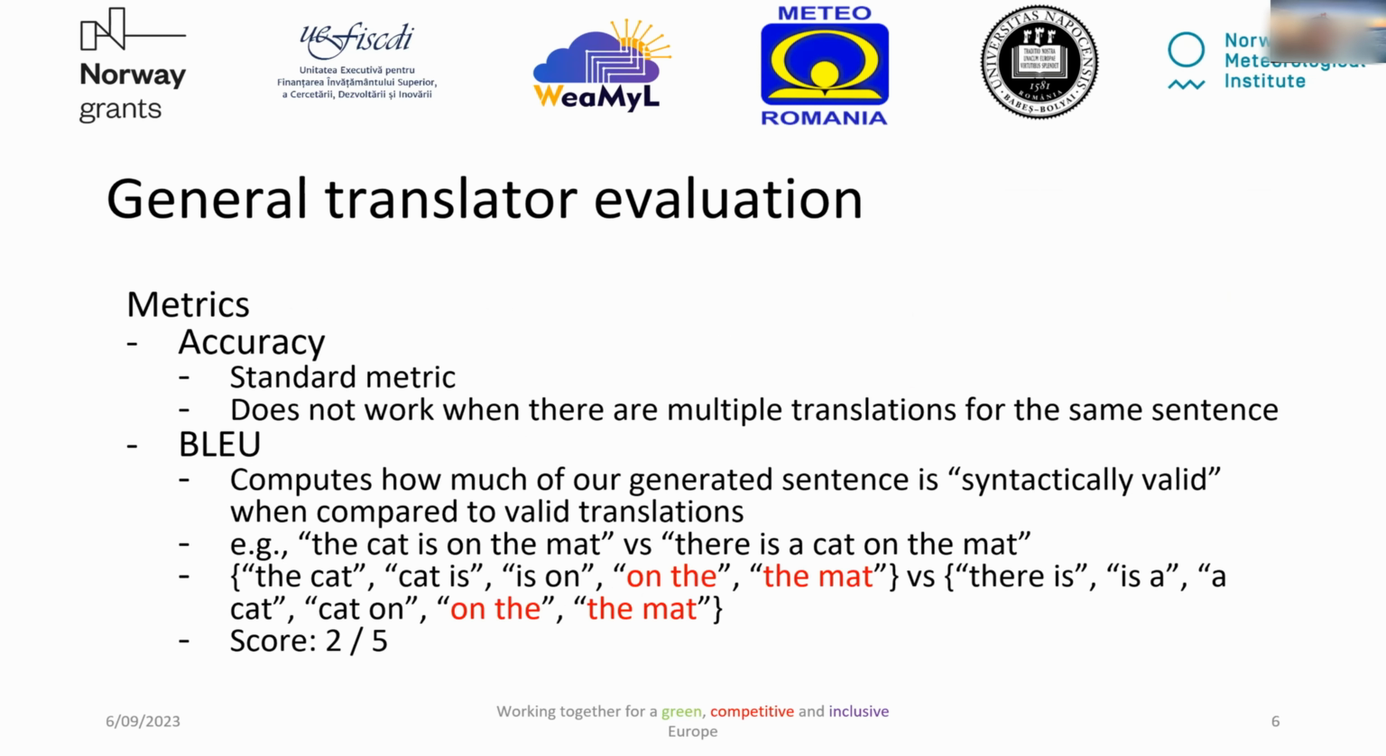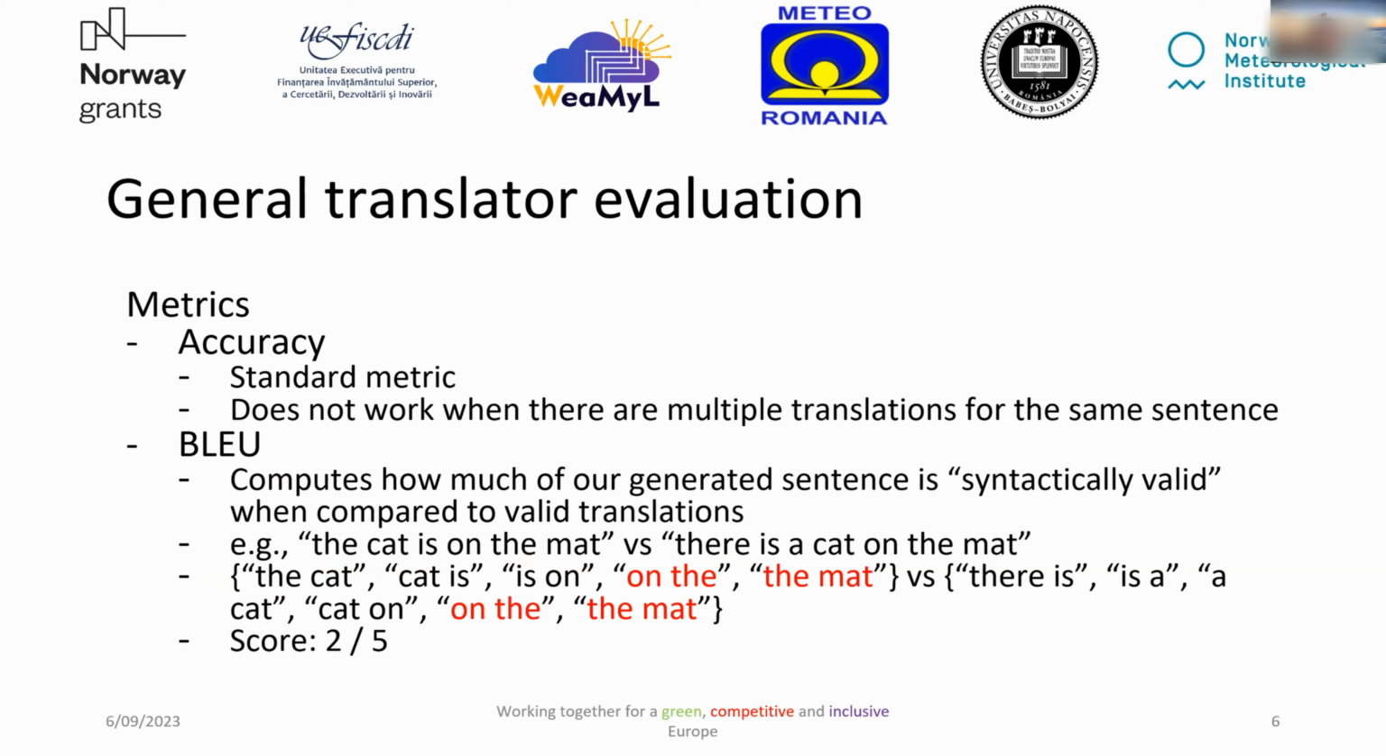When we actually want to evaluate this model, we have the standard accuracy, but when translating, we might have two possible valid translations for the same input sentence. This is why the BLEU metric was introduced, because it computes how much of the given words occur in a similar context in our database. Here we can actually see an example. For example, we generated the sentence "the cat is on the map," and we have to compare it to the data set entry "there is a cat on the map."